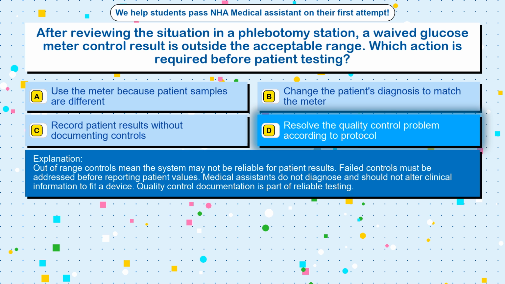Out-of-range controls mean the system may not be reliable for patient results. Failed controls must be addressed before reporting patient values. Medical assistants do not diagnose and should not alter clinical information to fit a device. Quality control documentation is part of reliable testing.